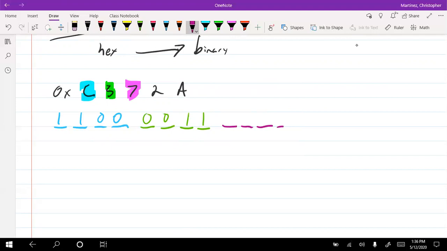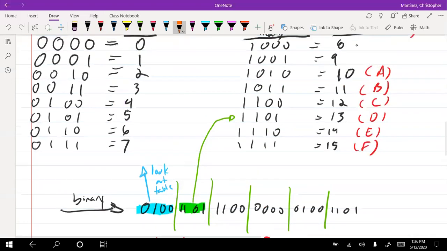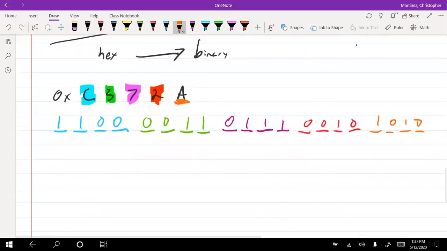1, 2, 3, 4. All right, so that is going to be 7, which is 0, 1, 1, 1. Then let's do 2 in red. All right, so 2 is 0, 0, 1, 0. And then let me underscore A in orange. Well, A is 1, 0, 1, 0. So let's just go back and look at A. See, A is 1, 0, 1, 0. And that's how we can take a hexadecimal number and make it into binary.